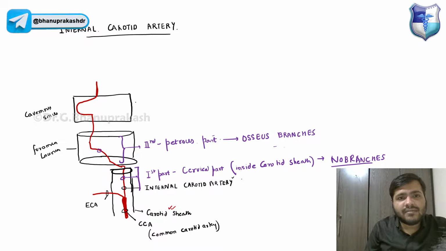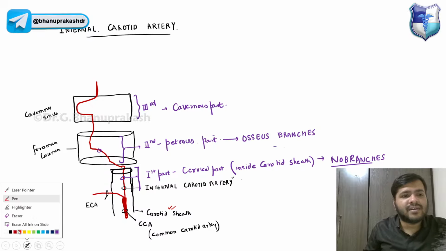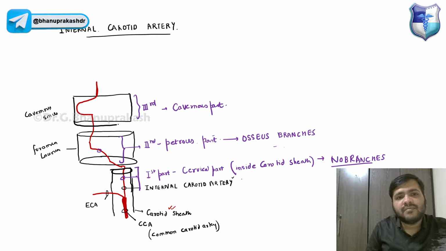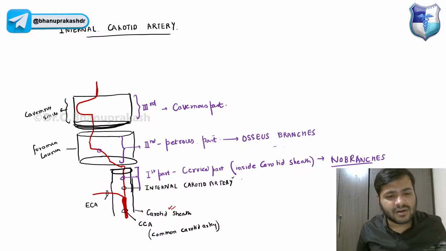The third part, guys, remember, it is the cavernous part. Once the internal carotid artery clears the foramen lacerum, it goes into the cavernous sinus, right? Cavernous sinus is basically resting on this foramen lacerum. It is just above this foramen lacerum. So this is the entire cavernous sinus, which is resting on this foramen lacerum. So that is the third part.